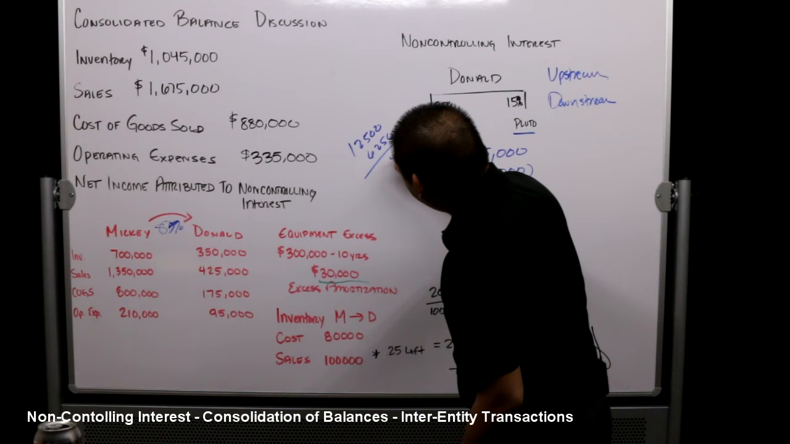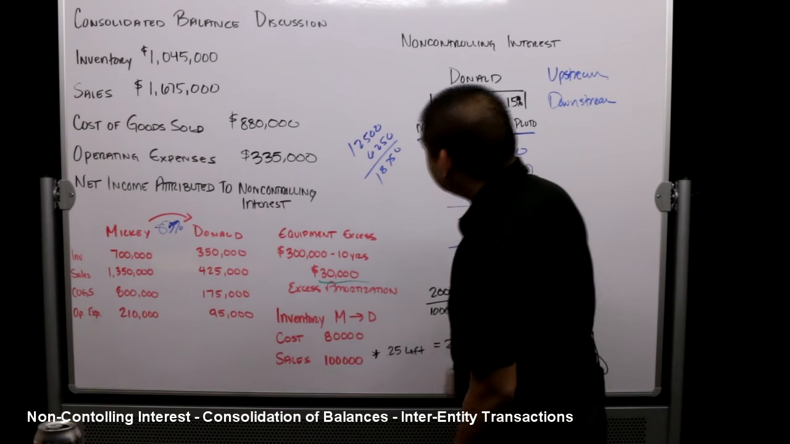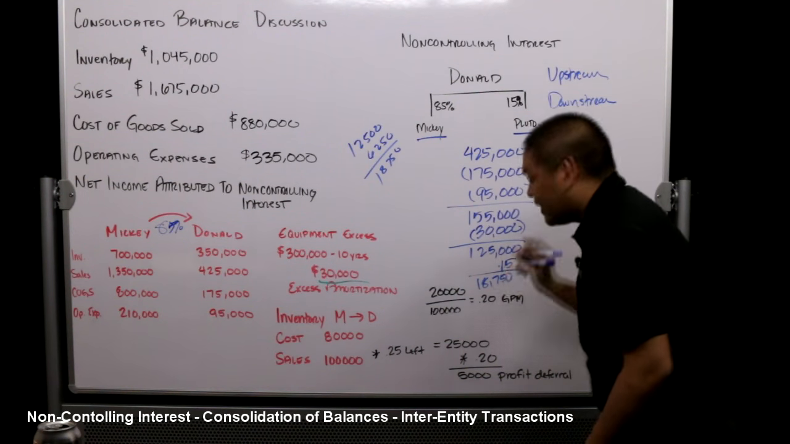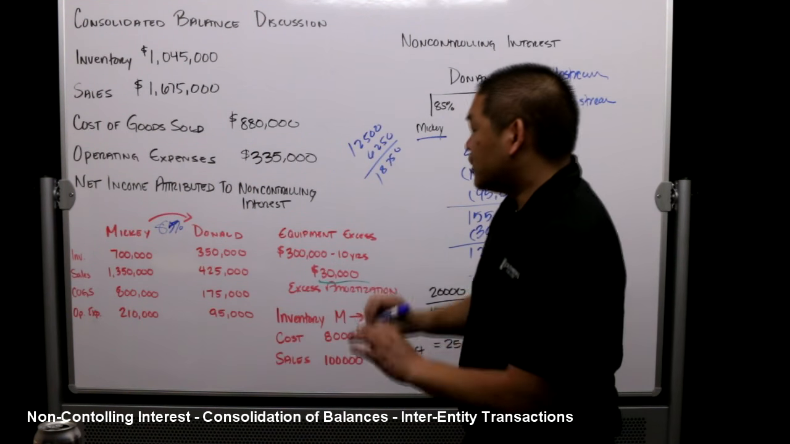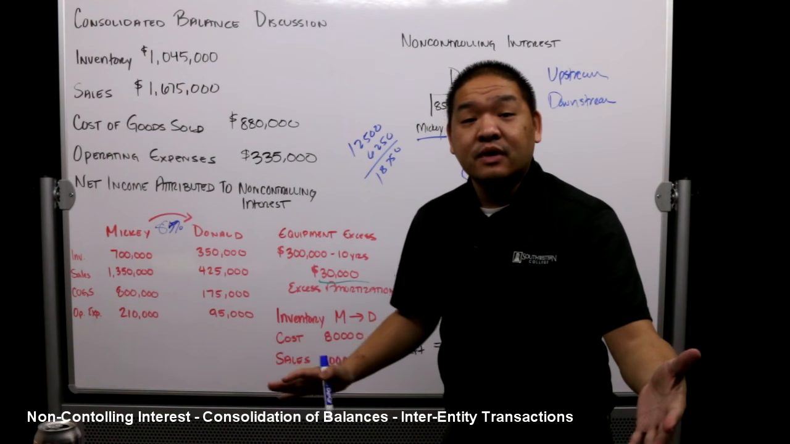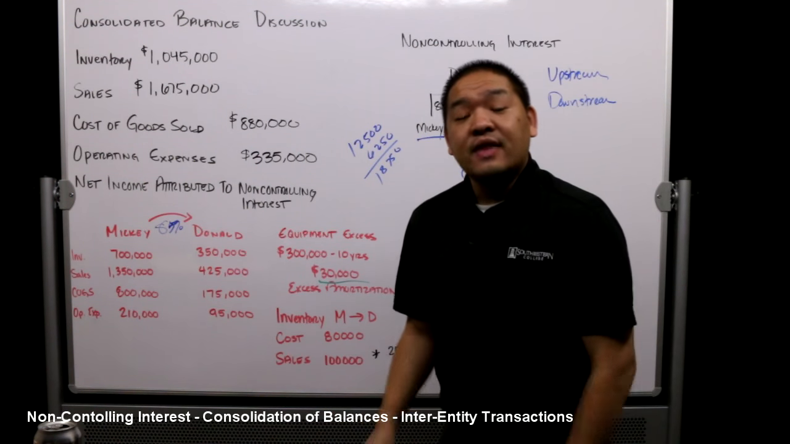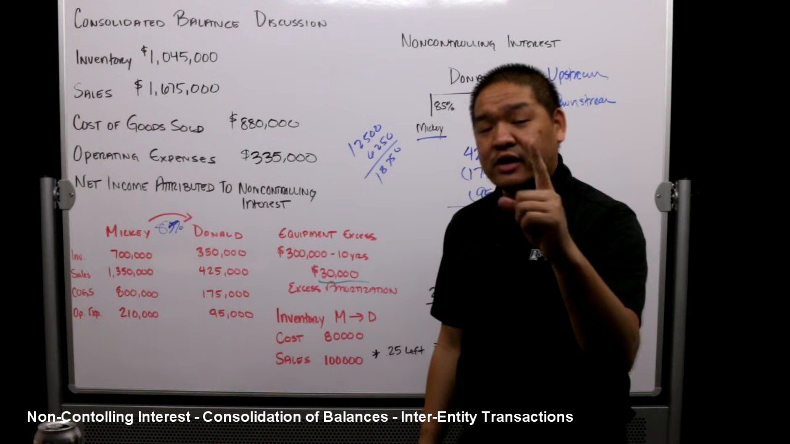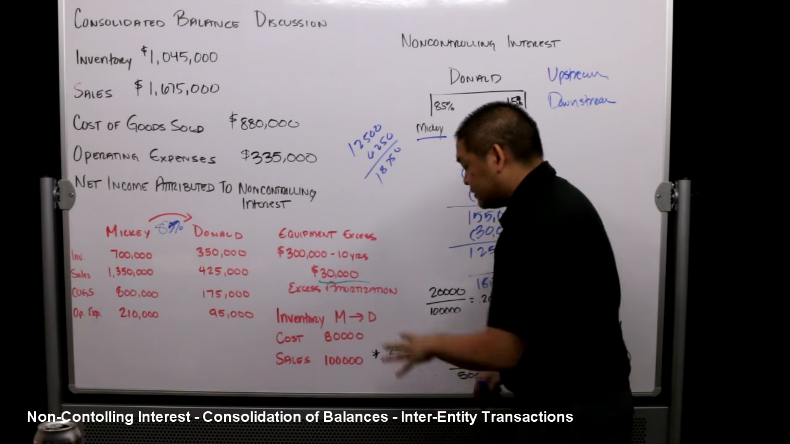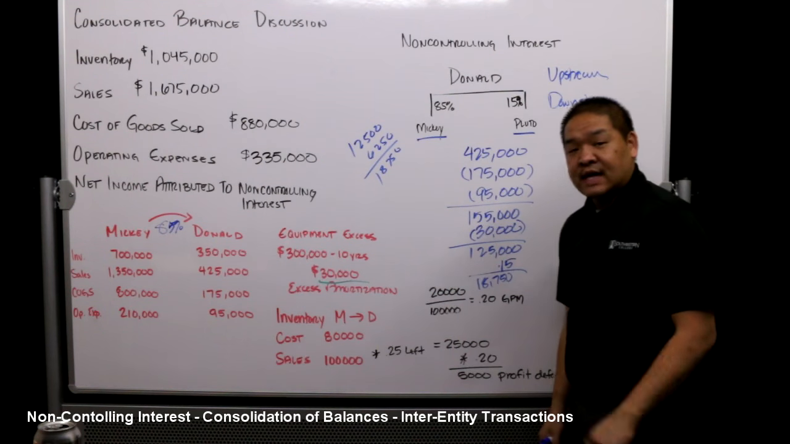So we get $18,750. So that gives me $18,750. That's my net income attributed to non-controlling interest. Okay? We're done when it comes to downstream. Now, upstream has one more calculation, and that's why I'm leaving it to last. This example here is downstream. So we would be done here, $18,750.